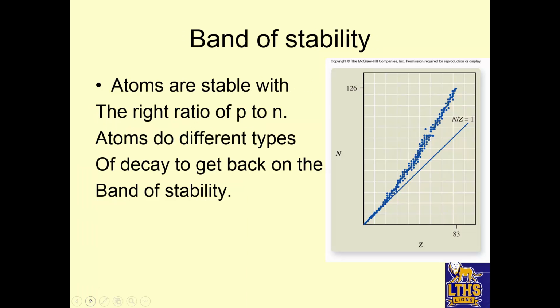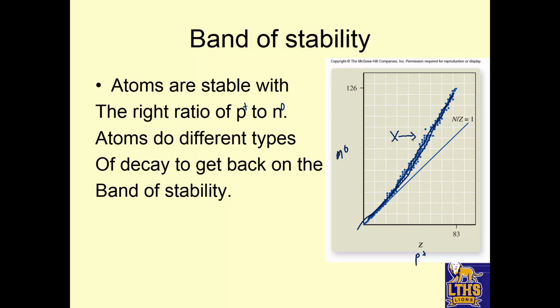The band of stability. Atoms are stable with the right ratio of protons to neutrons. Notice this axis is neutrons and this is protons. Remember I said Z is protons? Atoms do different types of decay to get back on the band of stability. So this is your happy spot. If you're not there, you're trying to get there. So if I plot my protons and neutrons and I'm here, I want to get to that spot.